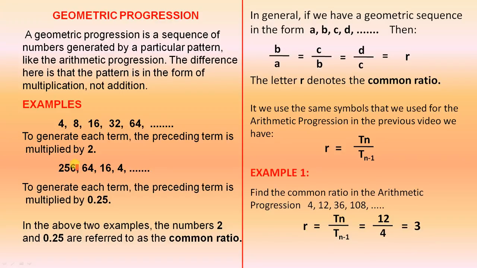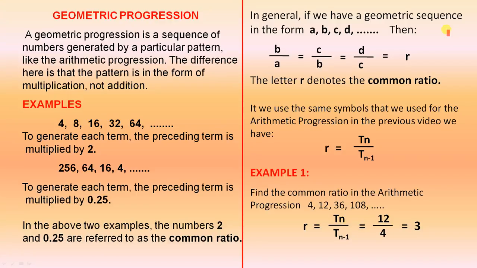For this progression here, to generate each term, the preceding term is multiplied by 0.25, which is the same as a quarter. A quarter of 256 is 64. A quarter of 64 is 16, and so on. In the above two examples, the numbers 2 and 0.25 are referred to as the common ratio.